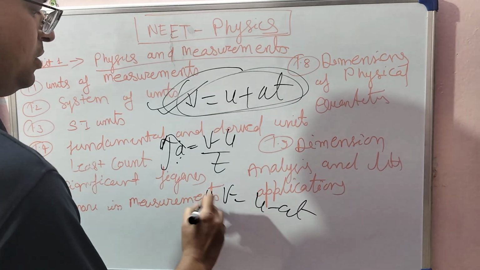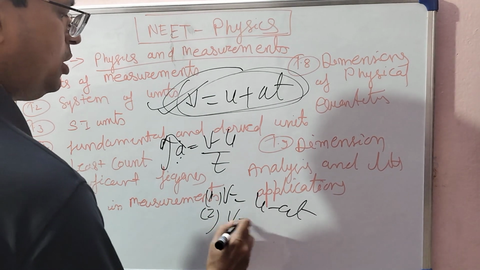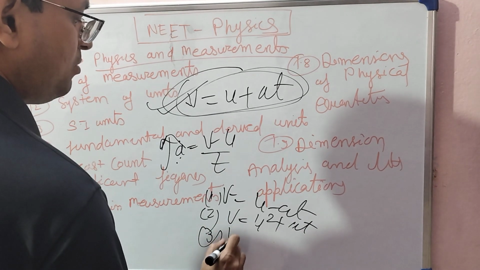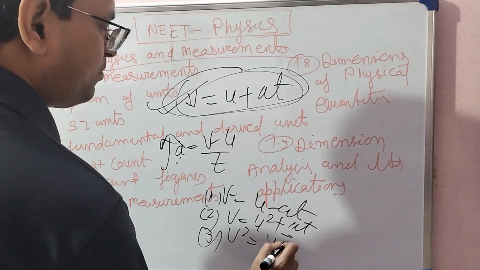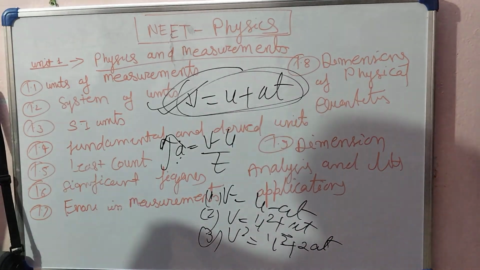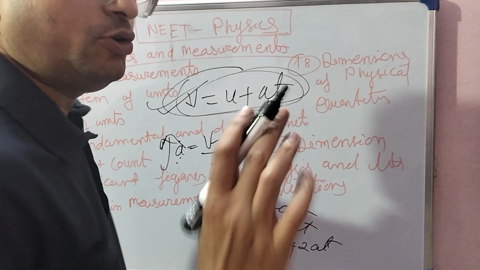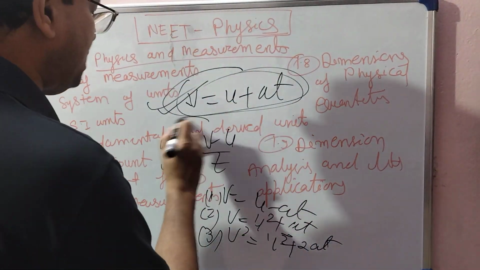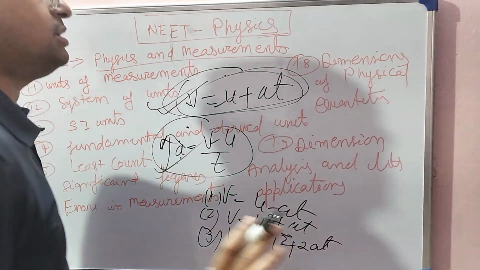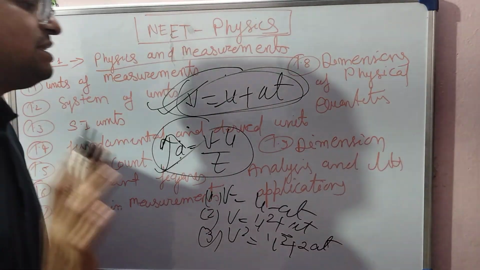Okay, first option v equal to u square plus at. Third option v square plus u square plus 2as. Yeah, v equal to u plus at you have to memorize that, but if you know the concept of that then you can easily derive that.